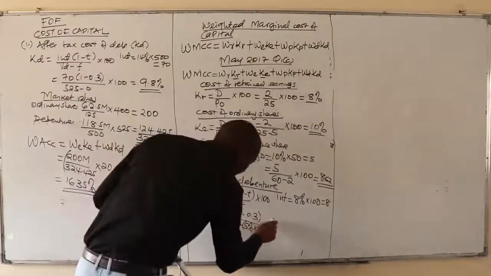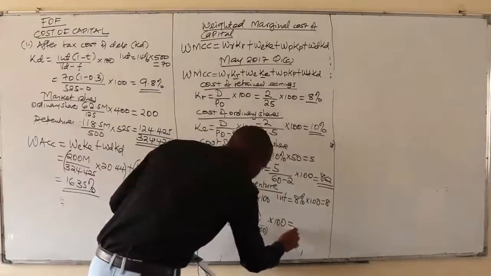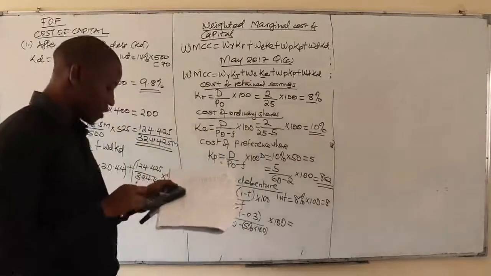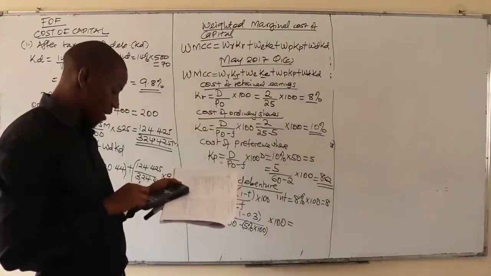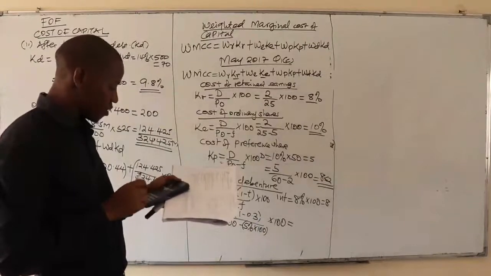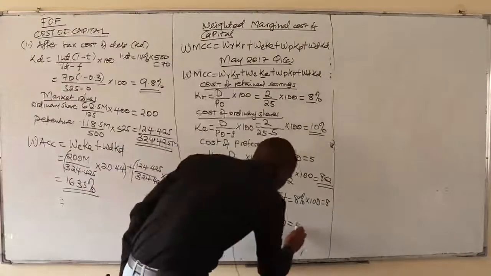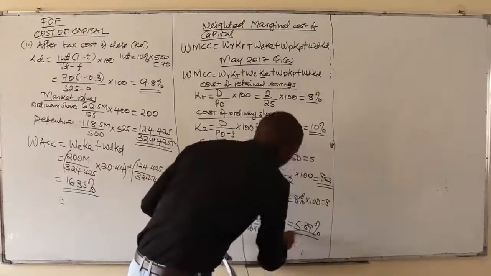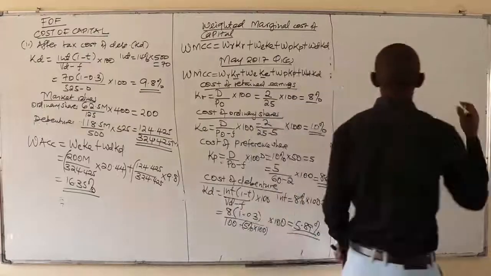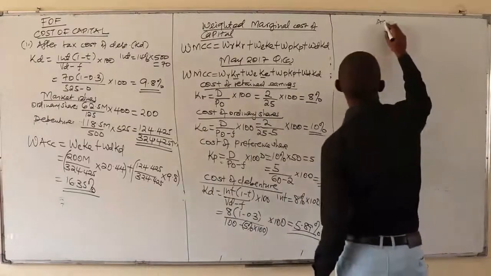Remember, you multiply by 100. In that case it will be 8 multiplied by 0.7, divided by 95. Then you multiply by 100, which in that case is 5.89%.